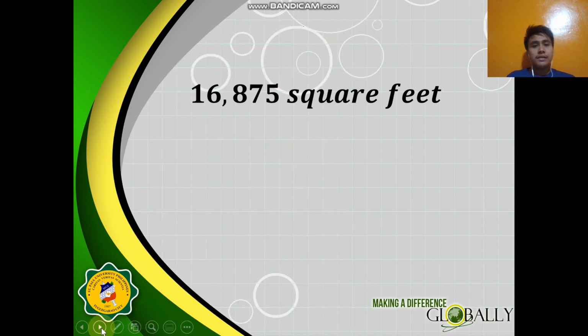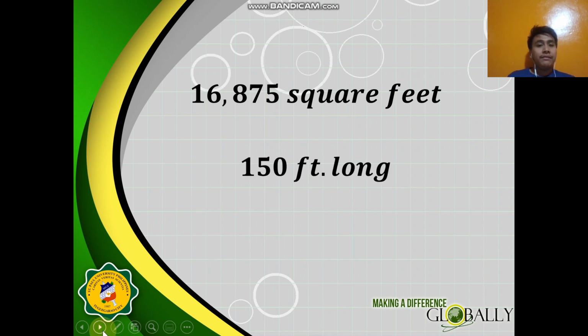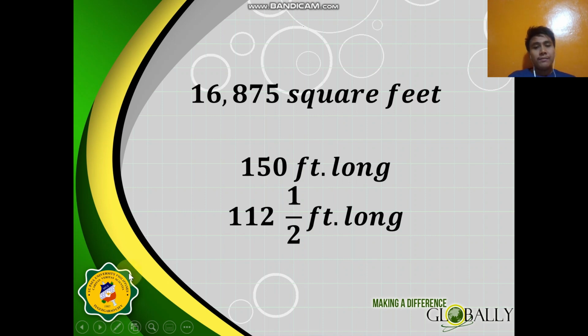So, therefore, we conclude that the largest possible area that can be enclosed for $1,800 is 16,875 square feet, and this is obtained when the side parallel to the river is 150 feet long and the ends are 112 and a half feet long. So this is now the final answer.